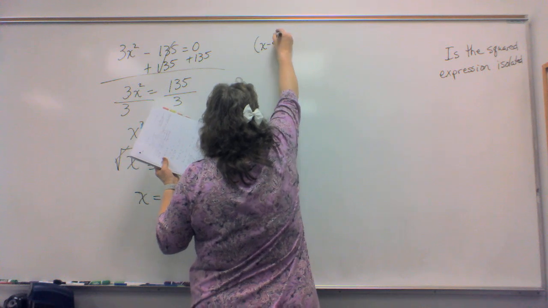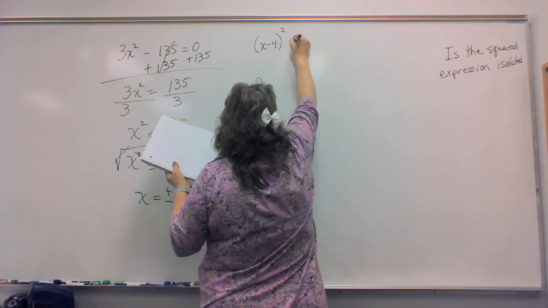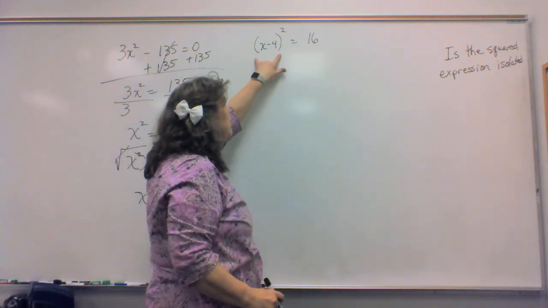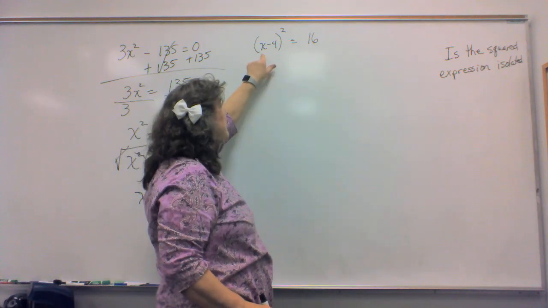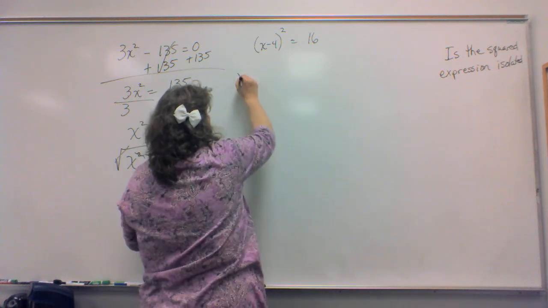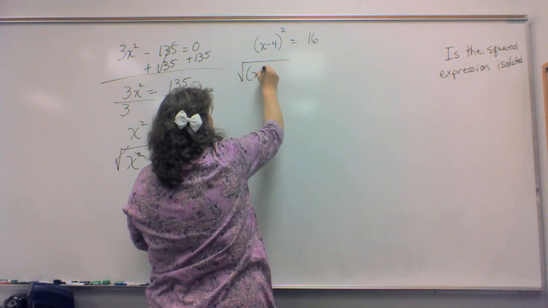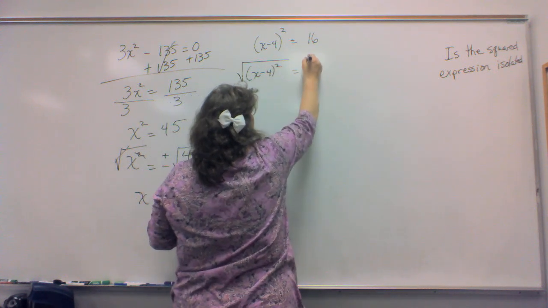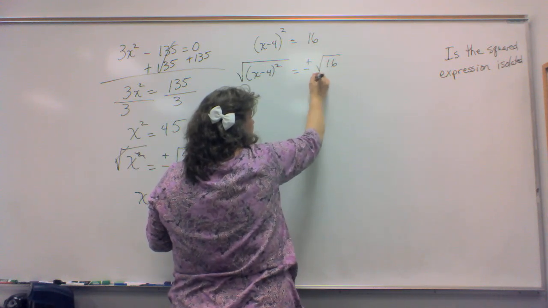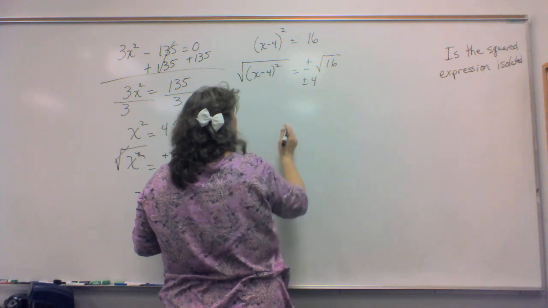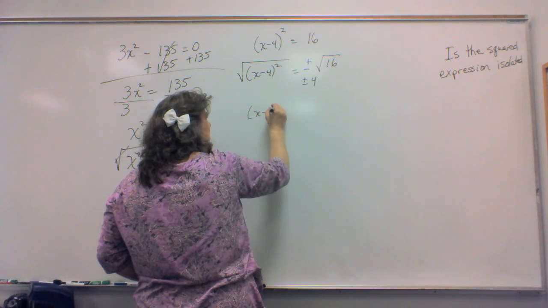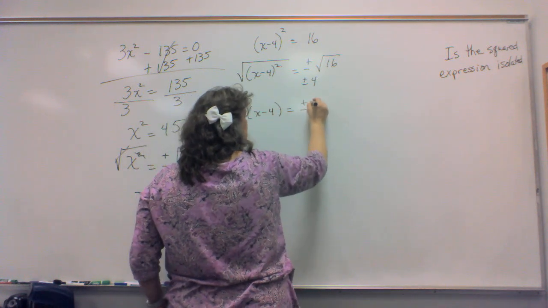X minus 4 in parentheses squared equals 16. Okay? Now, the squared part is isolated because everything inside the parentheses is part of that squared part. So again, we're going to undo that with your square root, plus or minus square root of 16. The square root of 16 is 4, so this is plus or minus 4. Therefore, we have x minus 4 is equal to plus or minus 4.